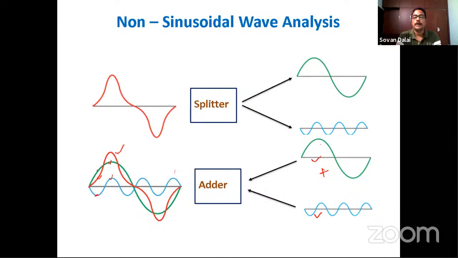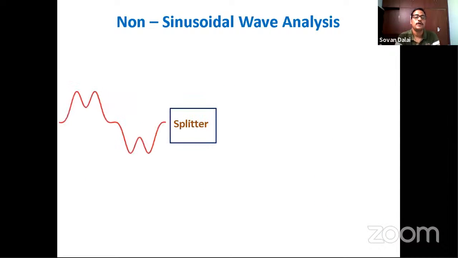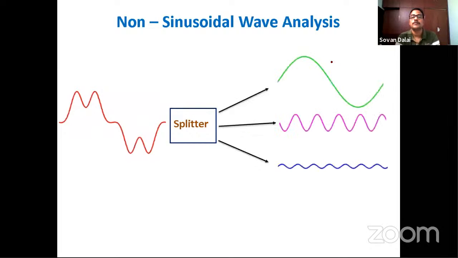Now after addition of these two waveforms, we will get the original non-sinusoidal waveform. I want to show you another waveform. This again is not a pure sinusoidal waveform; it is a non-sinusoidal waveform. With the help of the splitter, if I split this waveform, we will find that it consists of three sinusoidal waveforms having different frequencies. Similarly, if you add these three waveforms, ultimately you get back this original waveform.